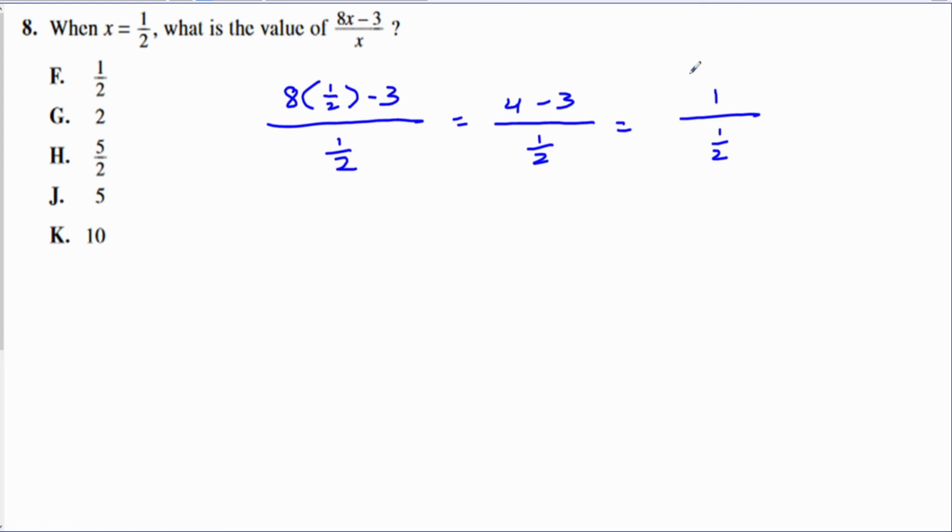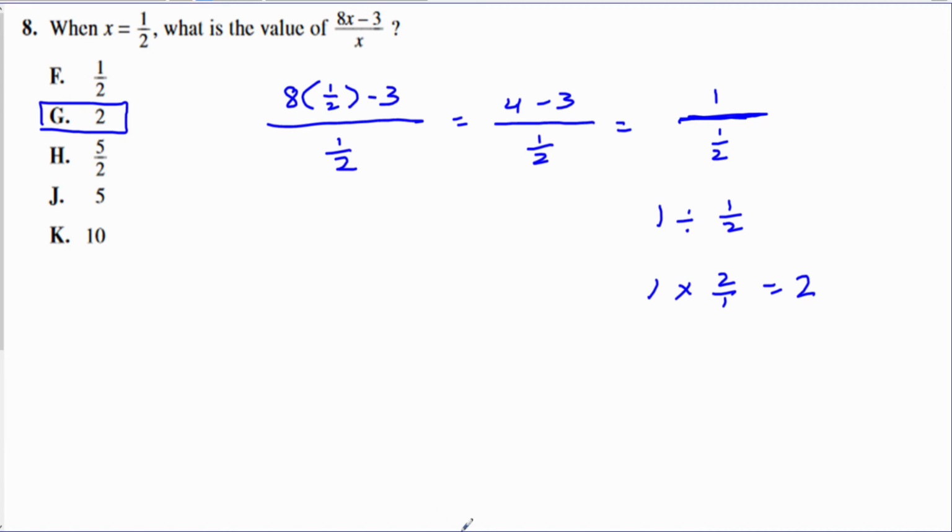Now, you might be saying, how do I handle this? Remember that a fraction bar, like this one right here, is really just a division symbol. So if I rewrite this, it really says 1 divided by 1/2. And that's nice because dividing by a fraction like 1/2 is the same as multiplying by the reciprocal of that fraction. Well, 1 times 2 is just 2, so my answer here is 2. That's going to be your final answer.